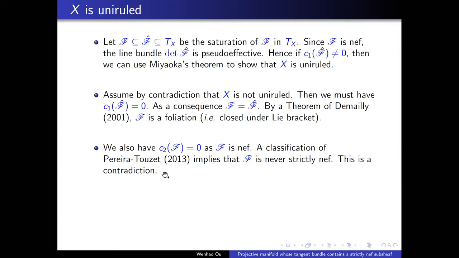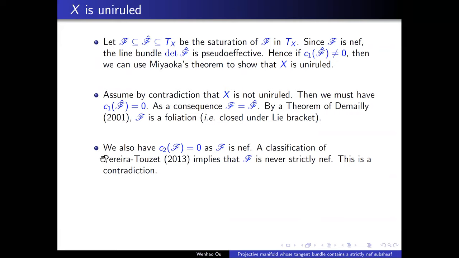So here the classification, I just want to mention a little bit. It says that if you have a numerically flat foliation on a manifold, then this manifold is dominated by a family of abelian varieties. And this foliation is tangent to the abelian varieties. And on each abelian variety, the restriction of this foliation is a linear foliation. So we know that the tangent bundle of an abelian variety is trivial. It says that this foliation restricted to every abelian variety is trivial. So a trivial bundle can never be a strictly nef vector bundle. So that will be a contradiction. So that's how we use the classification. Because there are a lot of abelian varieties inside, and F is tangent to this family of abelian varieties.